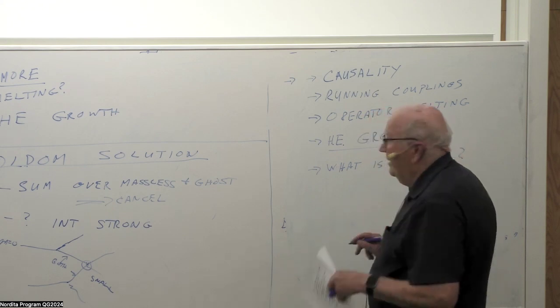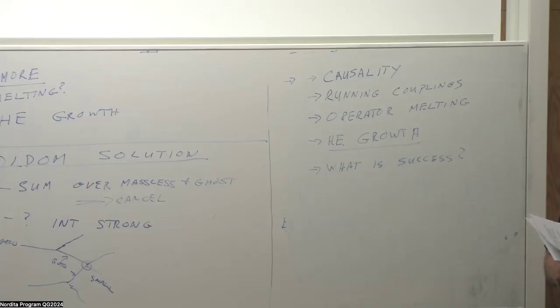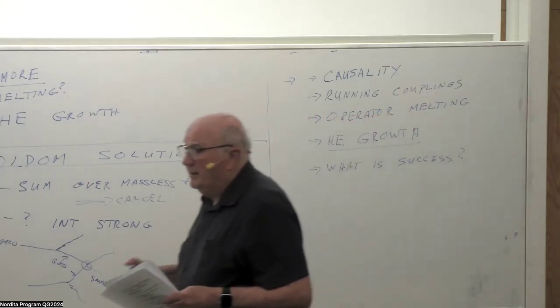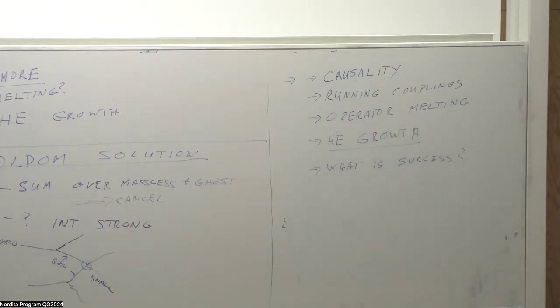How do we know we've got an acceptable theory? If it has some of these properties, we predict the coupling constants. How do we know we've had a successful theory? And that's where I'd like to leave it for the discussion period.